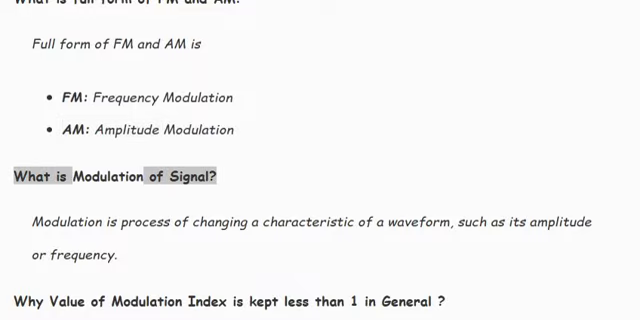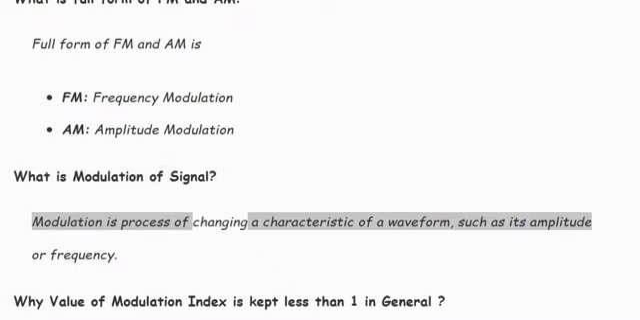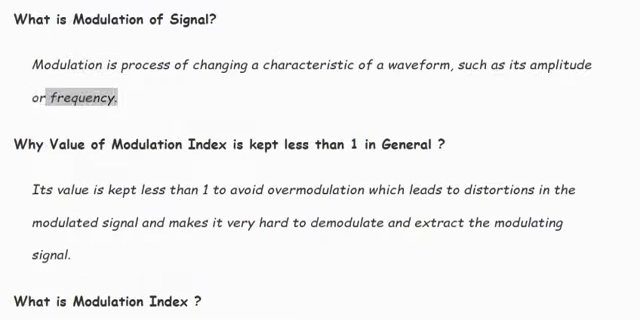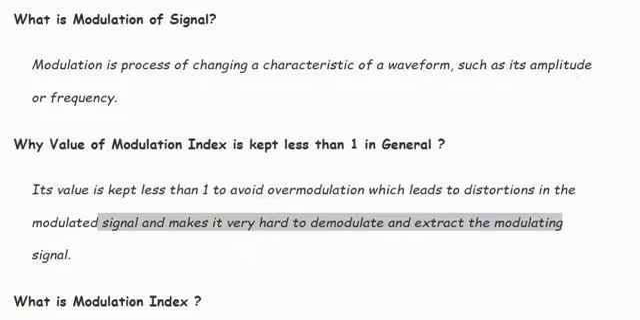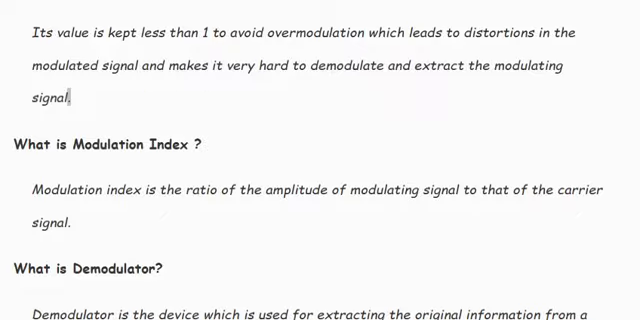What is modulation of a signal? Modulation is the process of changing a characteristic of a waveform, such as its amplitude or frequency. Why is the value of the modulation index kept less than 1 in general? Its value is kept less than 1 to avoid overmodulation, which leads to distortions in the modulated signal and makes it very hard to demodulate and extract the modulating signal.